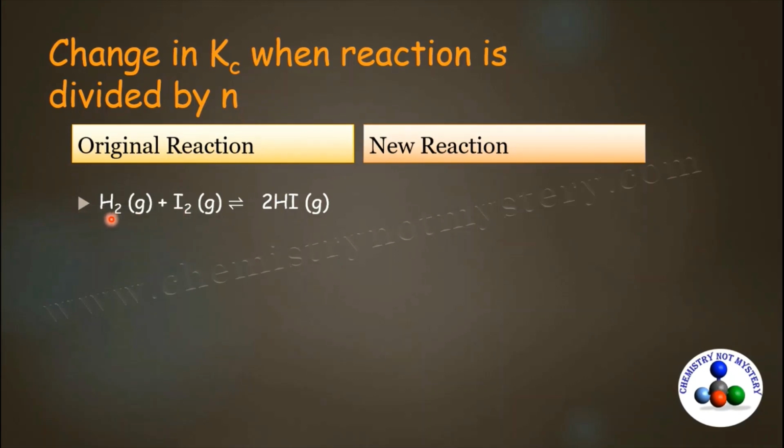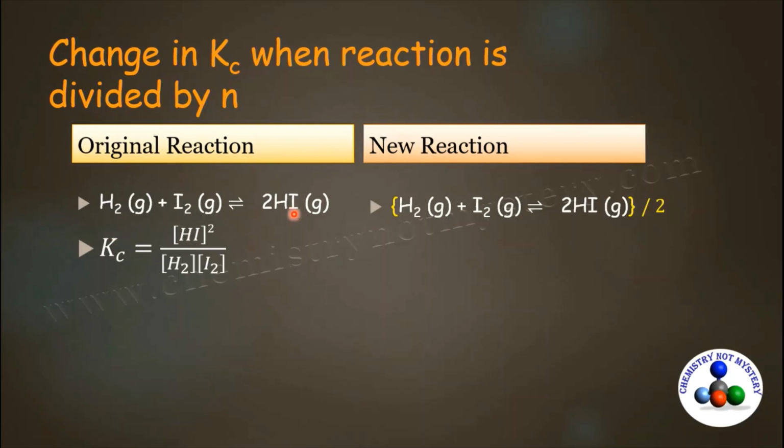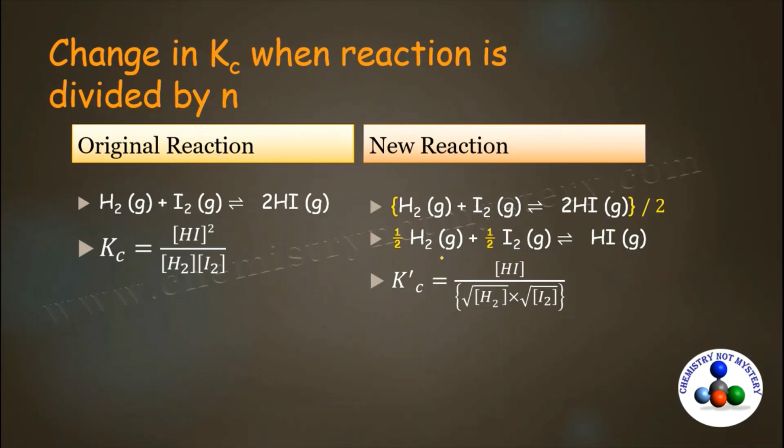Here I have taken the example of H2 reacts with I2 and it is in equilibrium with 2HI. Now write the Kc for this equation. So you will get Kc will be equal to concentration of HI raised to the power 2 divided by concentration of H2 multiplied by concentration of I2. Now if we divide this equation by 2, so you will get the new equation half H2 plus half I2 in equilibrium with HI. Now write the Kc dash for this equation.